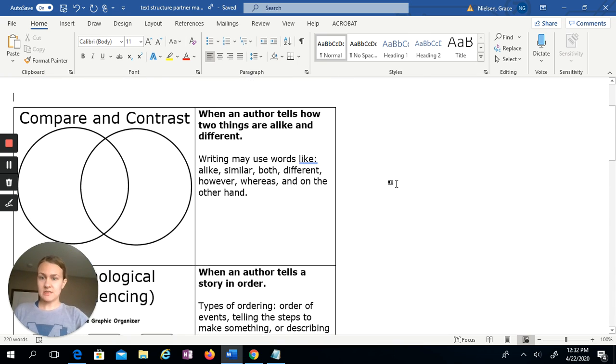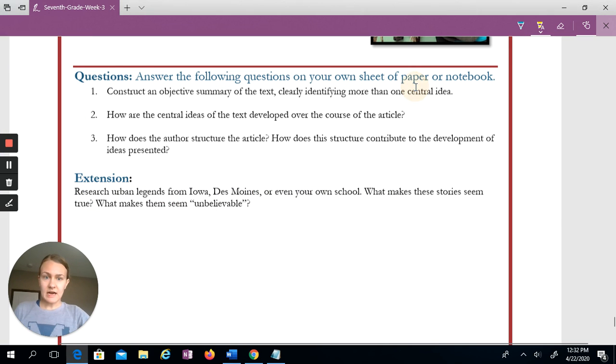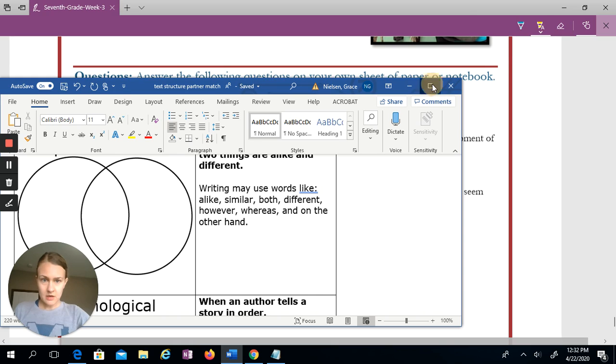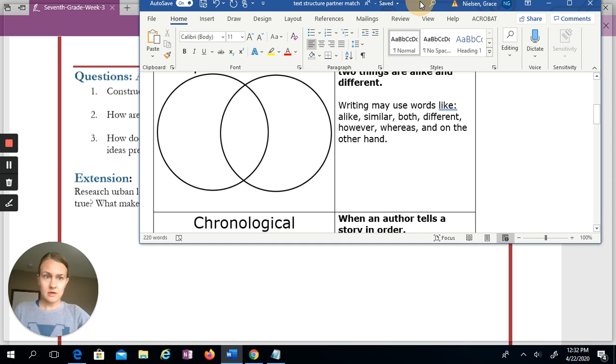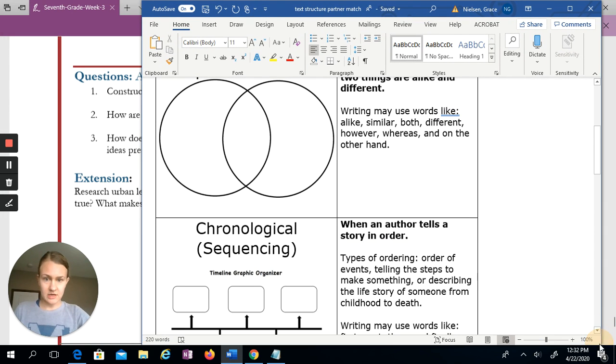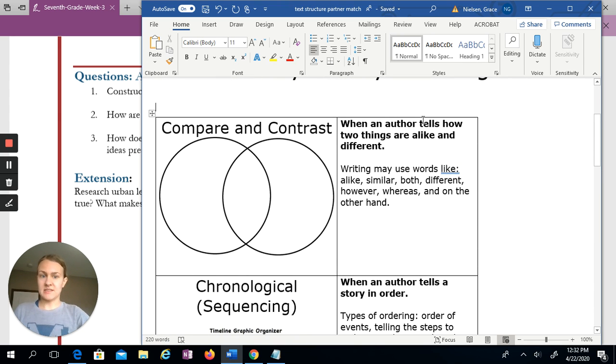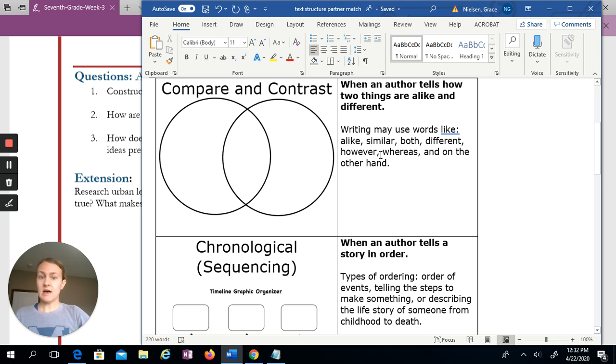I'm going to go through 5, and as I go through, try to identify which structure the author is using. Compare and contrast: when they show how two things are similar or different, they use words like similar, both, however, on the other hand.